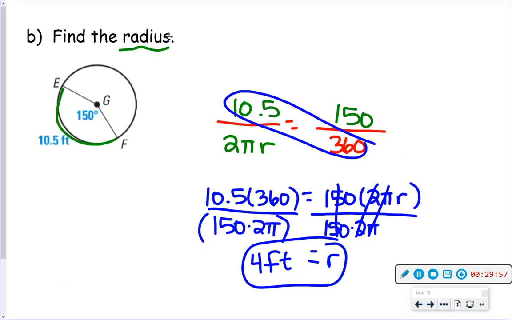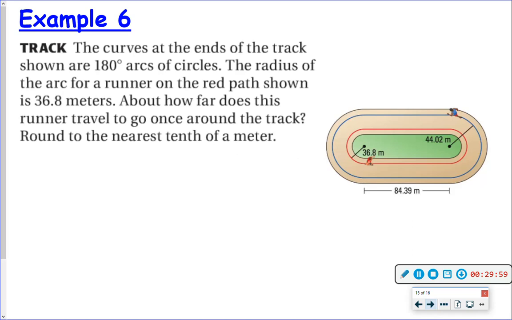All right, final one. Now, I love it. When we read it, it's going to ask you to find the length of the red track. Clearly, your notes are not in color, so maybe bold in the red track part. So here we go. The curves at the ends of the track shown are 180-degree arcs of the circles.